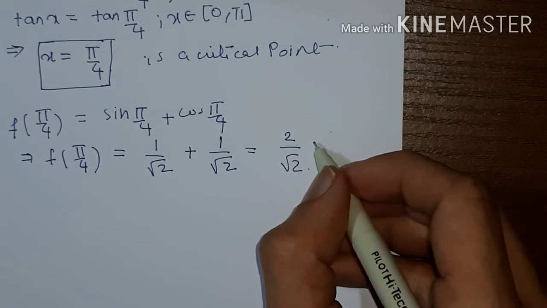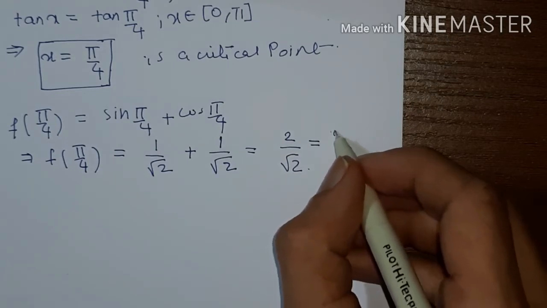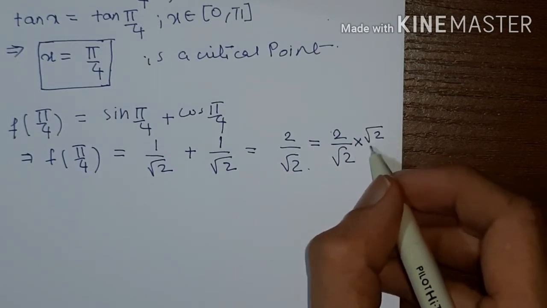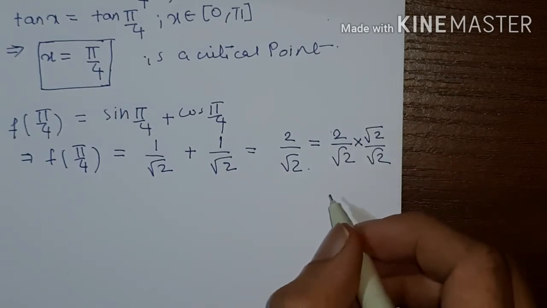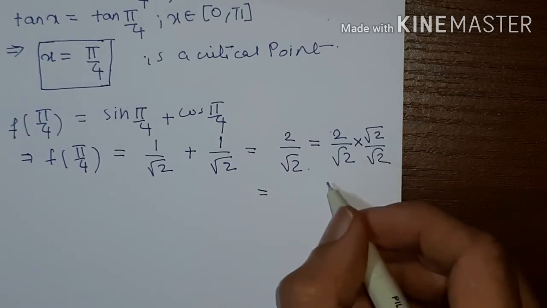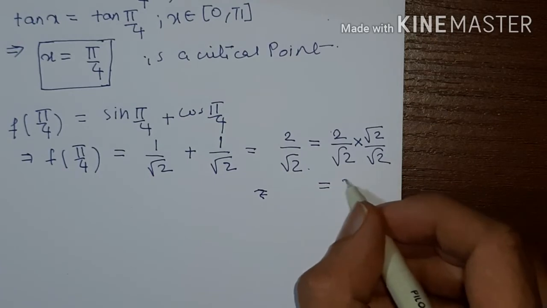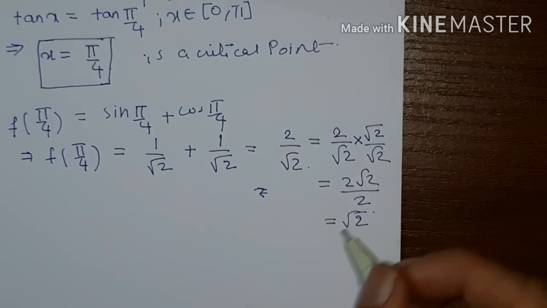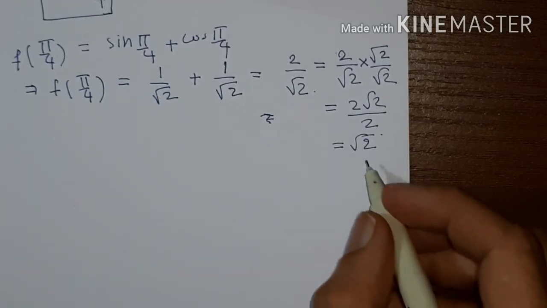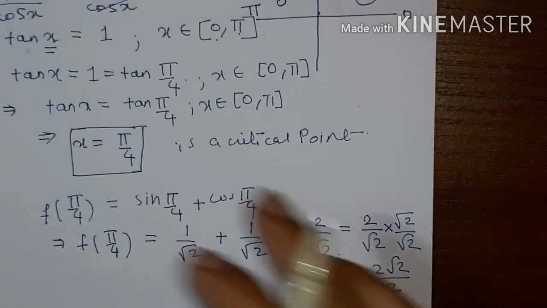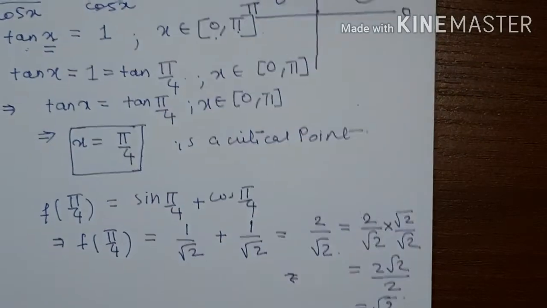Suppose we rationalize this here, what we get? 2 by root 2 multiplied by root 2 divided by root 2. So that means 2 root 2 divided by 2, which is root 2, right? So this is one value of the function at the critical point. Now we have to find the value of the function also at the end points.